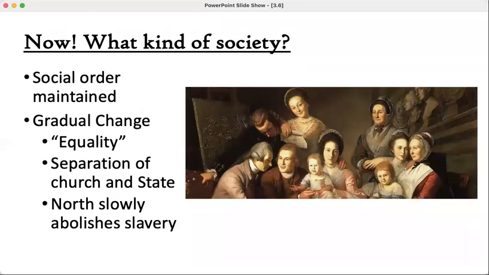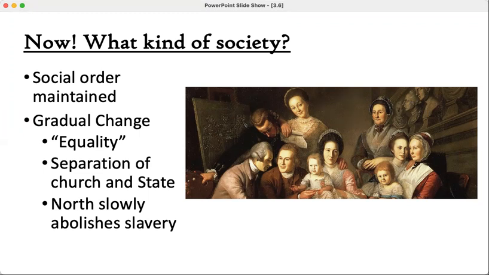So we have a revolution. Great. Now what? Right? That's the big question after a revolution. It's really easy to overthrow a government. It's a lot harder to establish a new one. So what changes? Well, not a lot, right? The social hierarchy is basically the same. The rich remain rich. The poor remain poor. If you were a slave, you were still a slave. If you were a woman, you still could not own property and you still could not vote.